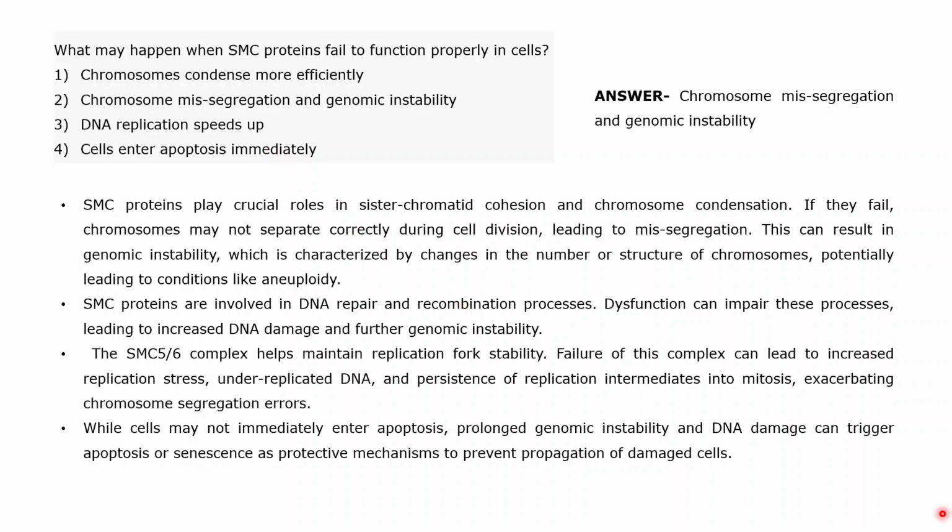So I hope this answer is clear. The answer to this question is, if SMC proteins fail, then it can lead to chromosome missegregation and genome instability. That's the most appropriate option out of these 4. Does anyone have any doubt?